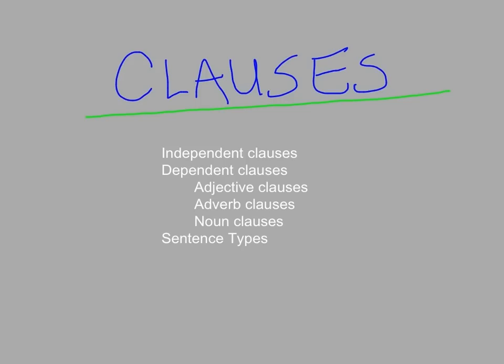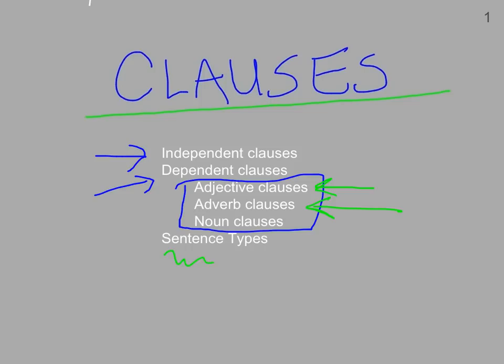Hi, this is Mrs. Doobie again, and we're going to be going over clauses today in preparation for your final exam. What we'll be covering in this entire presentation is first independent clauses and then dependent clauses. There's 3 types of dependent clauses, but the ones we'll be focusing on today are adjective clauses and adverb clauses. And lastly, we will look at sentence types at the end.